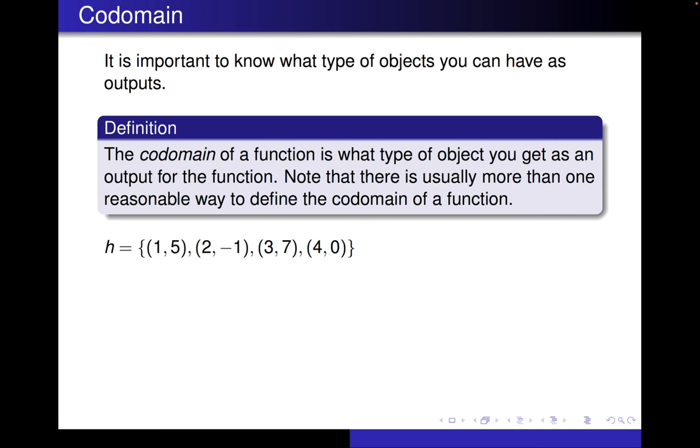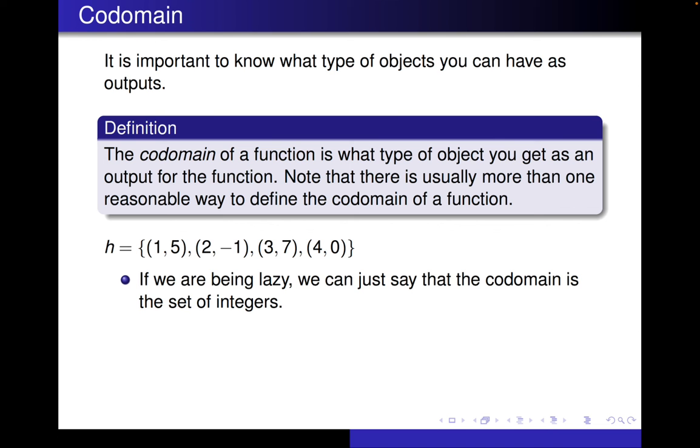And finally, if you have the function h that's defined as a set of ordered pairs, as shown, we can be lazy if we want. We can say, yeah, all the outputs are integers, fine. So the codomain is the set of integers. But if we want to be really precise about it and say, oh, but the only integers that you actually get are 5, -1, 7, and 0, you can just list those as a set. So you can say -1, 0, 5, and 7. That's the codomain. Both of those are reasonable codomains.